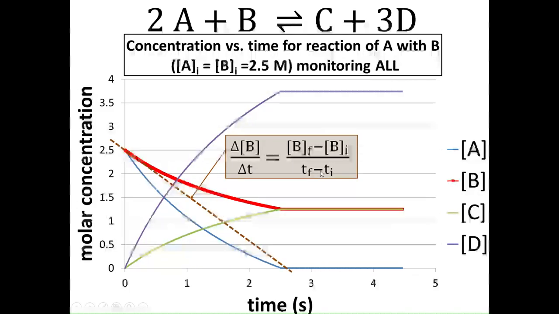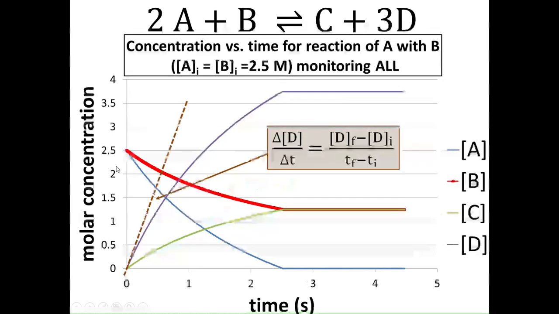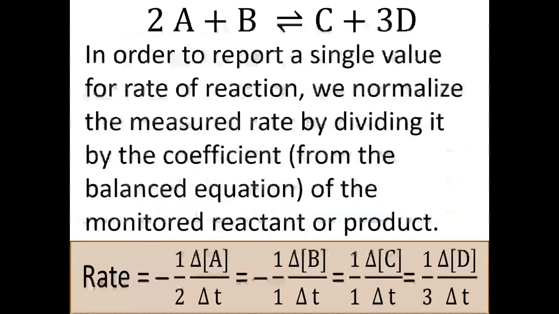We could do the same thing for B. Again, we're trying to make the slope of our line match the slope early on before products have built up, because this is the method of initial rates. Here you have the same thing for C and the same thing for D. So you'd say, well, you just showed me 4 different slopes. How are we supposed to report one value?